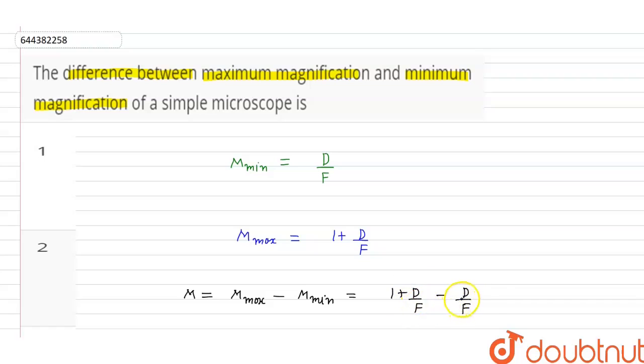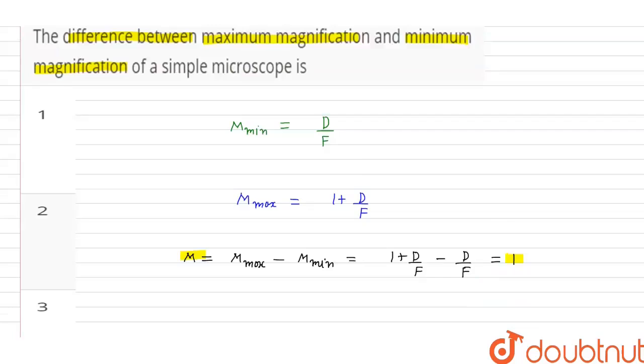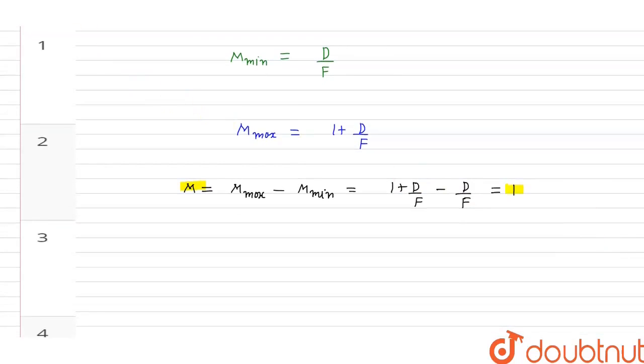d by f minus d by f is 0. So, the difference between maximum magnification and minimum magnification is 1. This is the answer. And the correct option is option A.